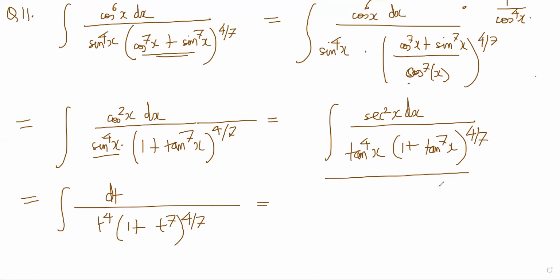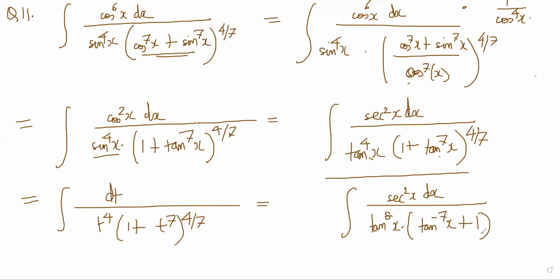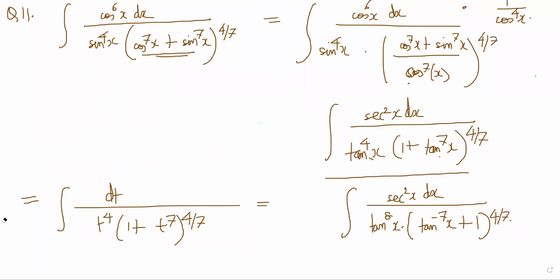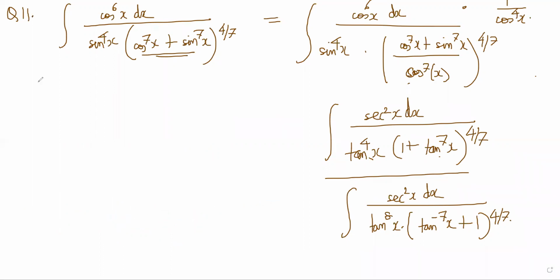So let's divide by tan 7x here. Take tan 7x out. So you'll get sec square x dx, and if you take tan 7x out from tan 4x, it will become tan power 8x here. And it will become tan power minus 7x plus 1 to the power 4 by 7. Right? So this is my integral. And if I simplify this by taking 1 plus tan power minus 7x as your t, let's see what happens then.